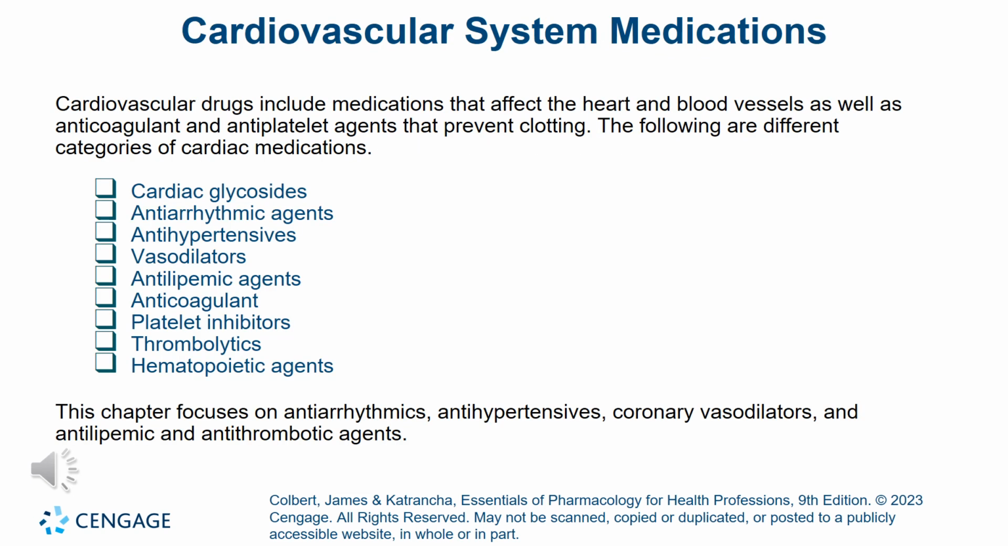The cardiovascular system medications are those that affect the heart and blood vessels, as well as anticoagulant and antiplatelet agents that prevent clotting. The following are different categories of cardiac medications: cardiac glycosides, antiarrhythmic agents, antihypertensives, vasodilators, antilipemic agents, anticoagulants, platelet inhibitors, thrombolytics, and hematopoietic agents. This chapter will focus on the antiarrhythmics, antihypertensives, coronary vasodilators, and antilipemic and antithrombotic agents.